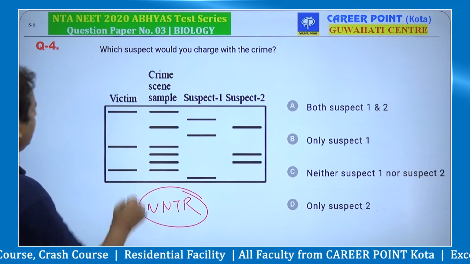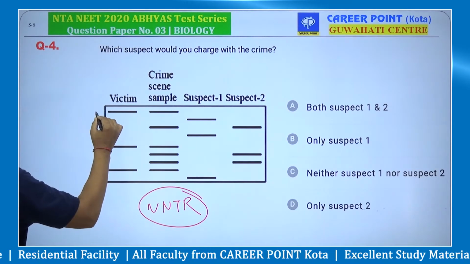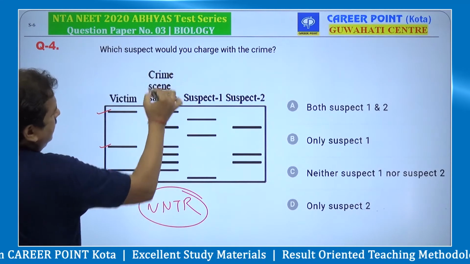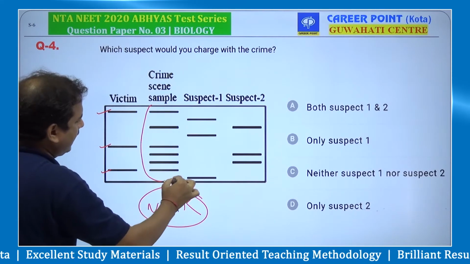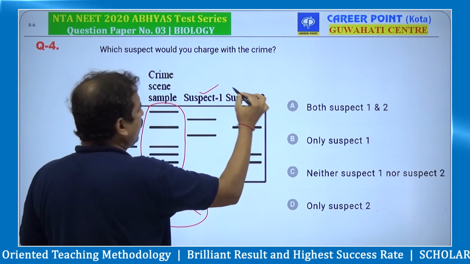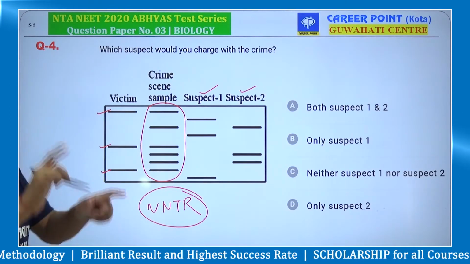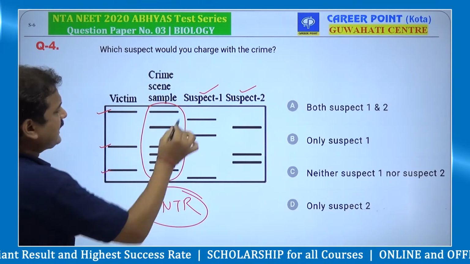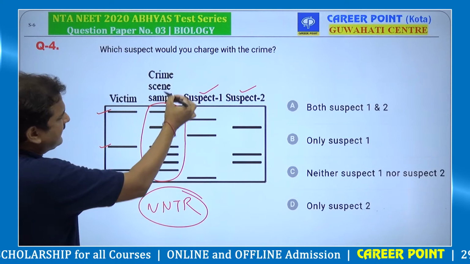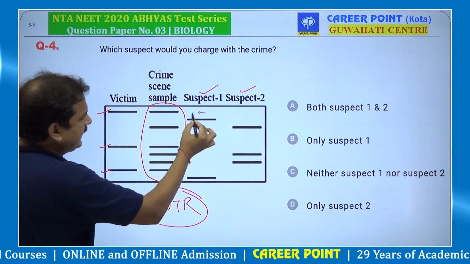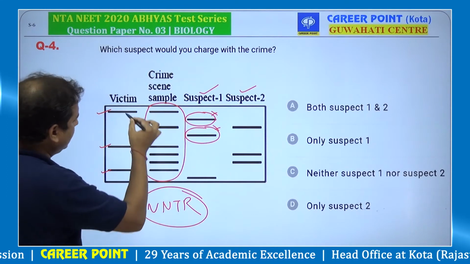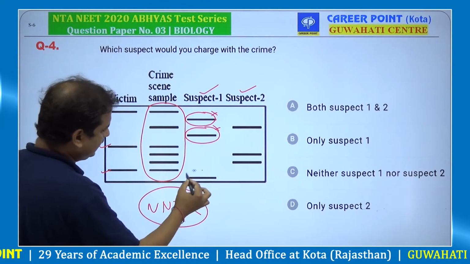Now here you see, this is the victim and these are the VNTR of the victim. Now this is the sample which is collected from the crime scene. Now there are two suspects, suspect 1 and suspect 2. In suspect 1 you see not a single VNTR of the crime scene sample is matching. It is not matching with this one, not with this one, and this is also not matching.